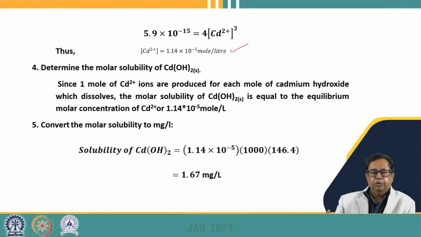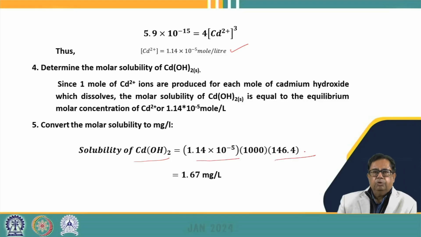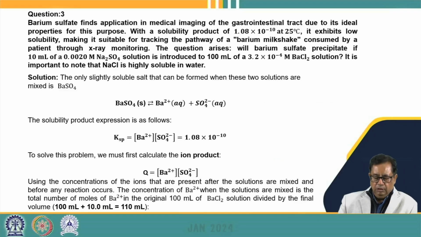As we know, 1 mole of cadmium hydroxide gives rise to 1 mole of cadmium ions. So the molar concentration of the cadmium and the molar concentration of cadmium hydroxide will be the same. This means the solubility of the cadmium hydroxide at this point will be equal to the molar concentration of the cadmium multiplied by the molecular weight of the cadmium hydroxide. So this gives us the solubility of cadmium hydroxide to be 1.67 milligrams per liter.